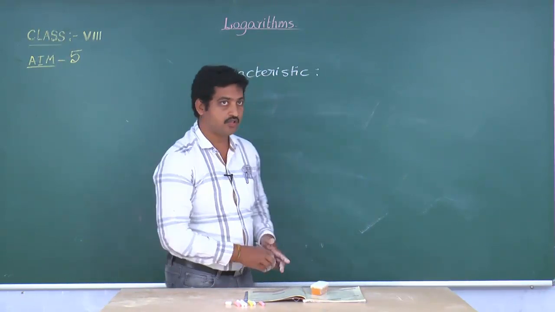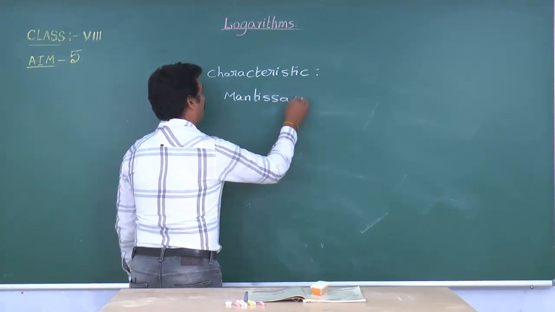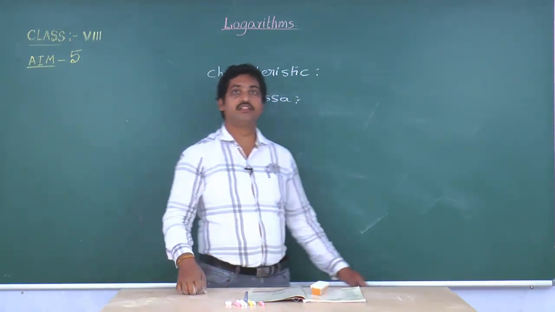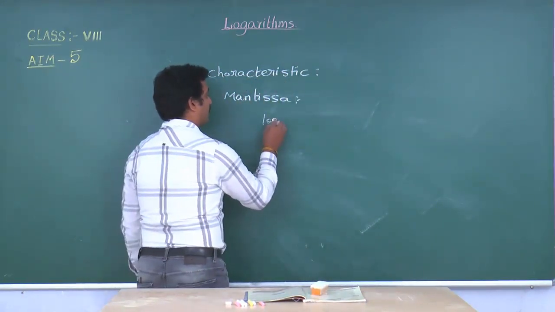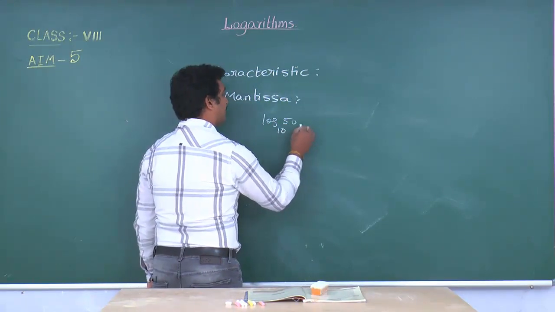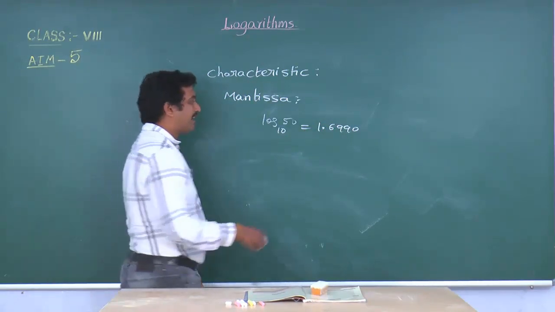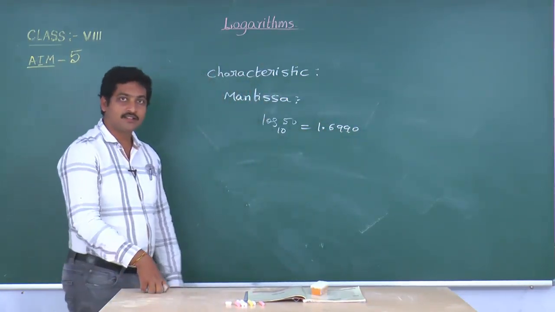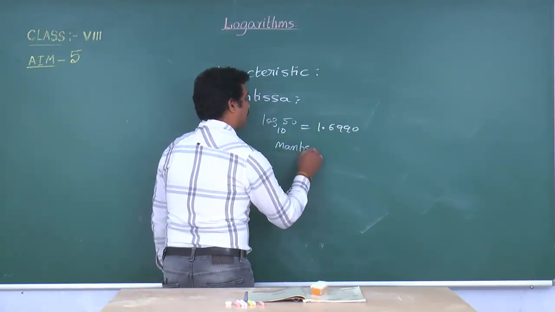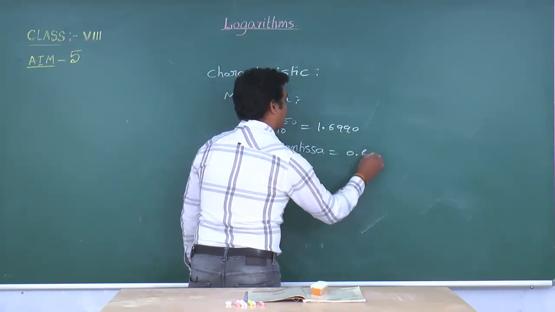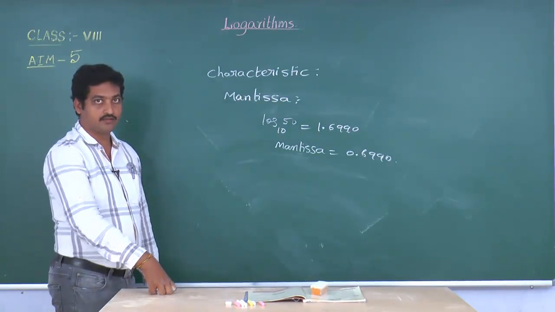Another term related to logarithms is Mantissa. What is meant by Mantissa? The decimal part of the logarithm is called Mantissa. Suppose, for example, log 50 to the base 10 has the value 1.6990. What is its decimal part? 0.6990. Therefore, its Mantissa is equal to 0.6990. Only the decimal part we have to consider.